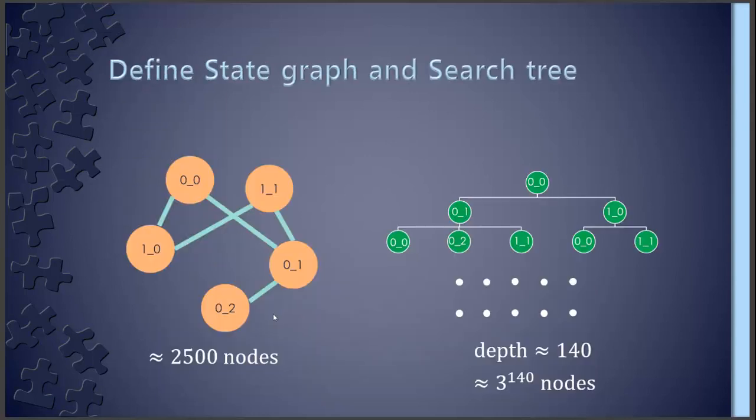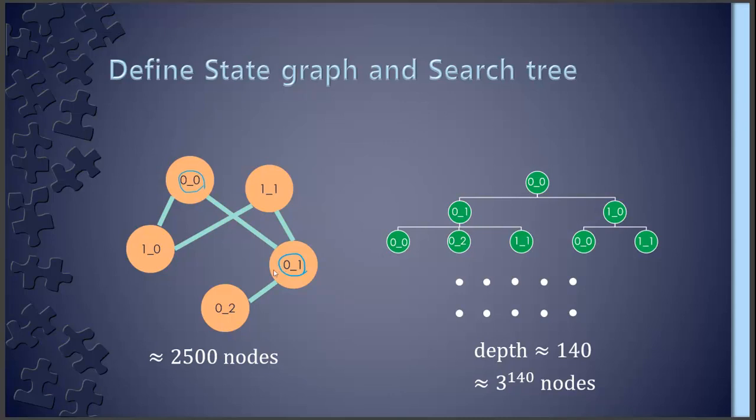Now let's define the state graph and search tree. This is one possible way to make a state graph. Those are the cells like 0,0 or 0,1. And we connect the two nodes if we can go from one node to the other. And we can transform this state graph to a search tree. However, the problem is there are too many nodes. There are 2,500 nodes in the state graph and 3 to the 140 nodes in the search tree.